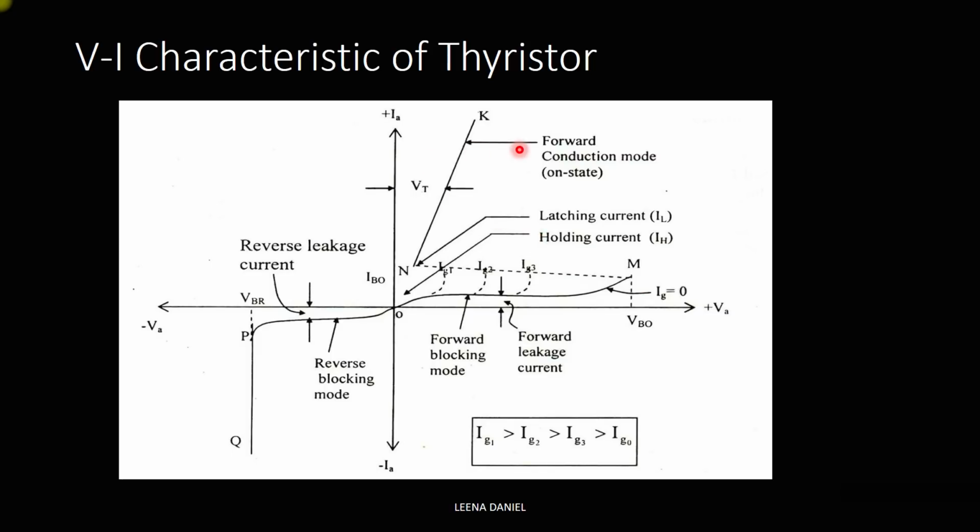Now let's see the forward characteristic. The forward characteristic we obtain when we connect the thyristor into forward bias. Forward bias means when we connect the p-type material to the positive terminal of the battery and the n-type material is connected to the negative terminal of the battery. This is called forward biasing.